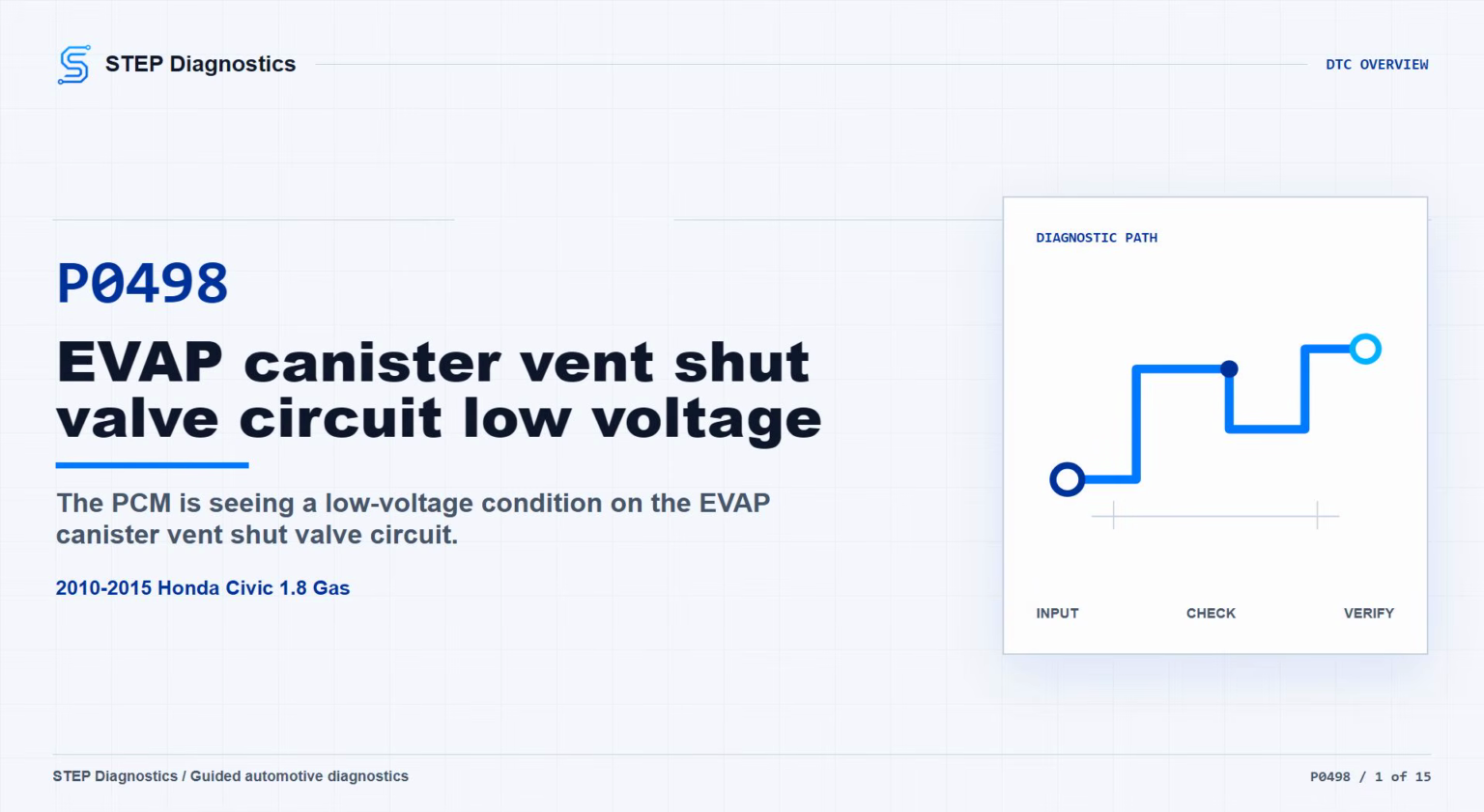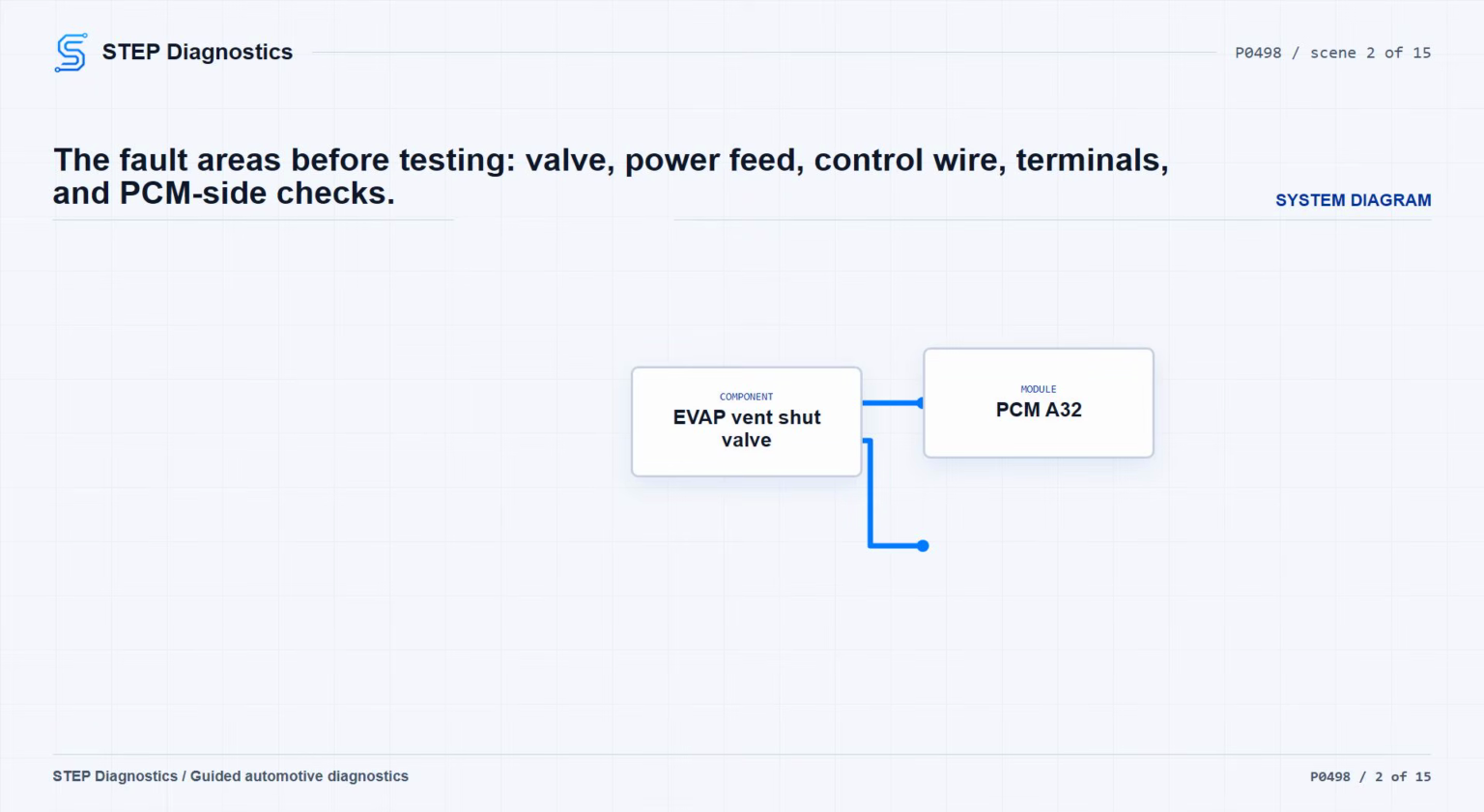On this 2010 to 2015 Civic with the 1.8 gas engine, P0498 points to low voltage on the EVAP canister vent shut valve circuit. In plain language, the PCM is not seeing the vent valve circuit behave the way it expects electrically. The car may simply have a check engine light, and it can often drive normally, but the EVAP monitor may be affected. Possible fault areas include the vent shut valve, its power feed, the control wire back to the PCM, connector or terminal issues, and in the later part of the diagnosis, PCM software or PCM confirmation.